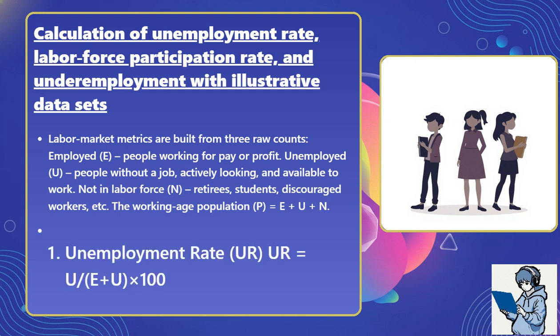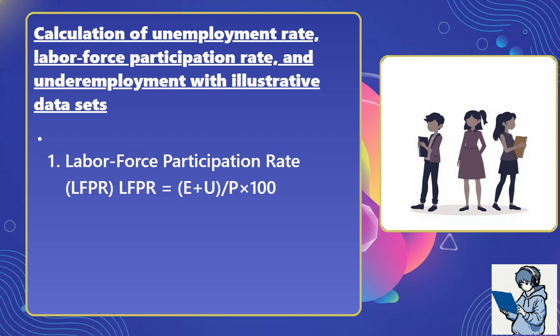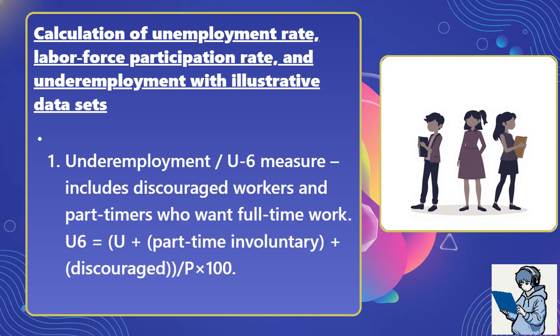1. Unemployment rate equals U divided by E plus U, times 100. 2. Labor force participation rate, LFPR. LFPR equals E plus U divided by P, times 100. 3. Underemployment, the U6 measure, includes discouraged workers and part-timers who want full-time work.